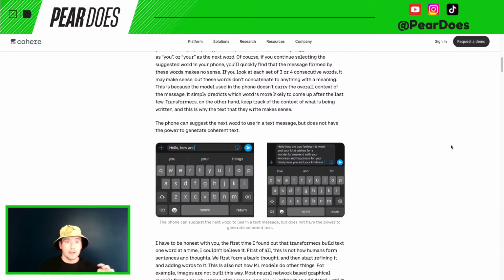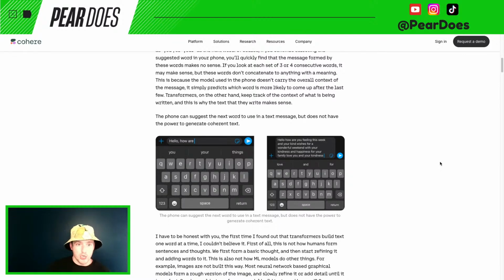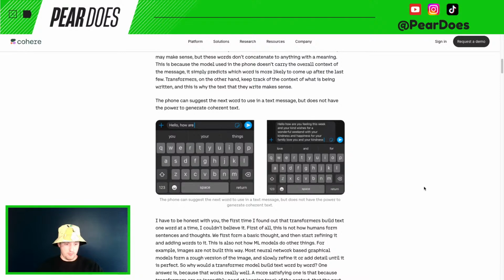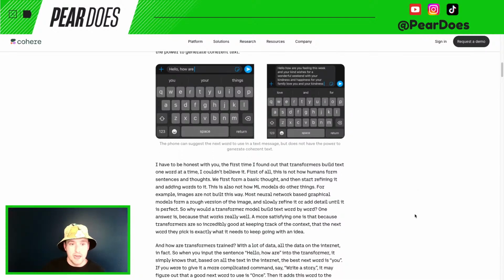So again, the phone can suggest the next word to use in a text message, but it doesn't have the power to generate coherent text, right? Because the transformer is not on top of this autocomplete text message model. The person who wrote this article said, I have to be honest with you, the first time I found out that transformers build text one word at a time, I couldn't believe it. Yes, you heard that right. Transformers build the text one word at a time. They're looking at the context of the whole input of the entire dialogue, and it's going to craft a response one word at a time.